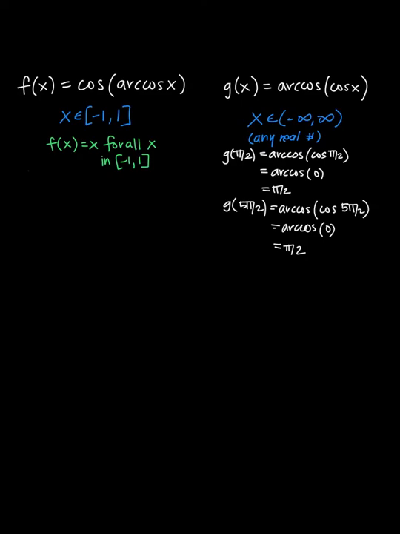That's the range for arc cosine. So g of x is only going to be equal to x, it's only going to give you what you plug into it if your input is between 0 and pi to begin with. Now the next question in our investigation is, are these two functions periodic?